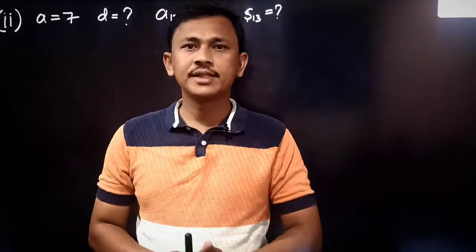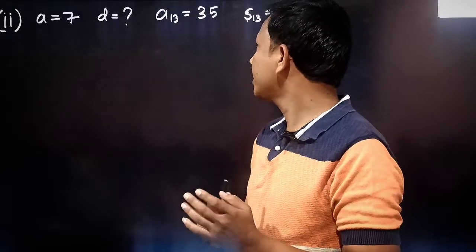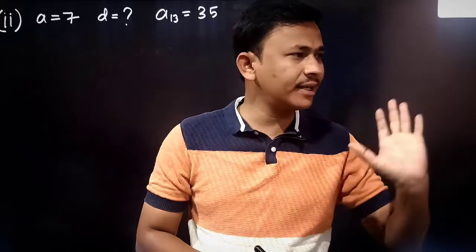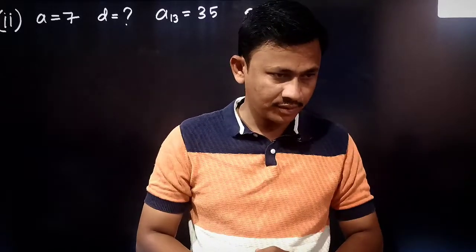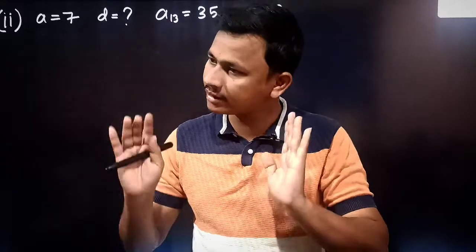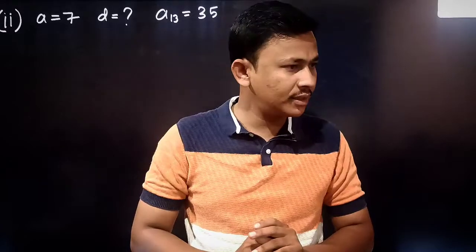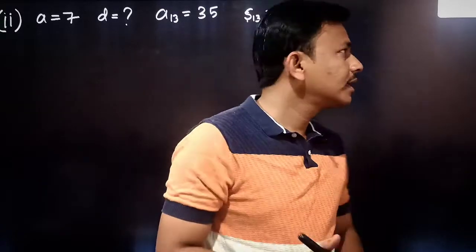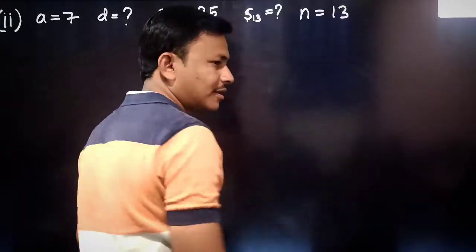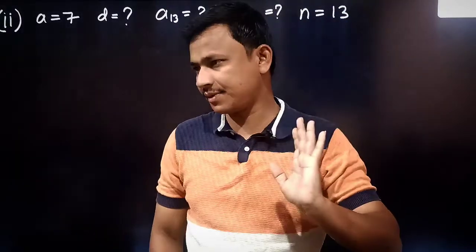Second question. What is the question here? a is equal to 7, d is equal to question mark, a13 is equal to 35. We need to find out d and S13. Look here, a13, S13. That means there are 13 terms only. Number of terms, n is equal to 13. Correct? There are only 13 terms.